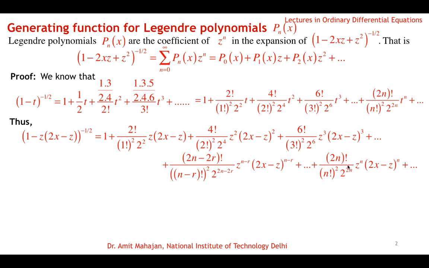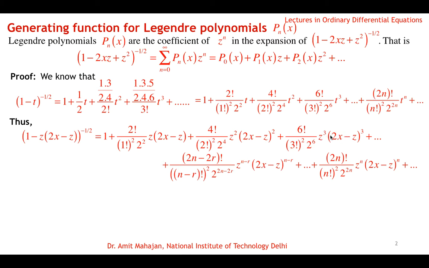In the previous term, the power will be z^(n-1)(2x - z)^(n-1). So z^(n-1) is outside, so the z term from here will make it z^n. Similarly, if we look at this term, then z^(n-r) is outside and (2x - z)^(n-r), so one term of z^n will come from here when we take the z^r term from the expansion of (2x - z)^(n-r). So z^r into this will make it z^n. So the coefficient or the term of z^n will be there in this term and previous terms, but up to some limit.